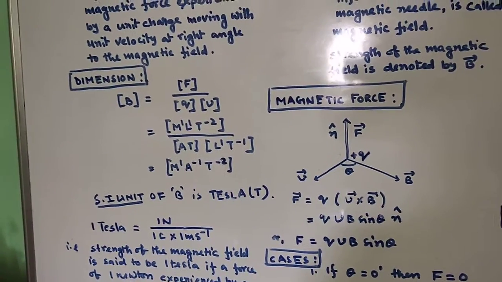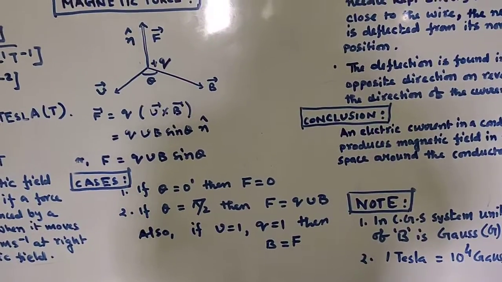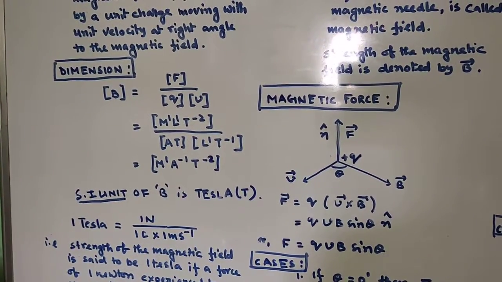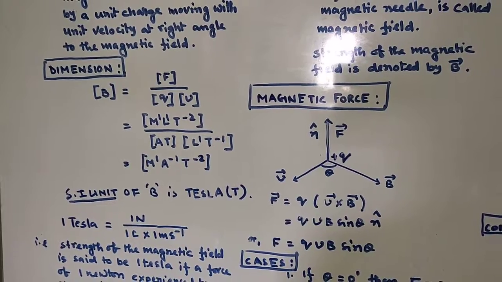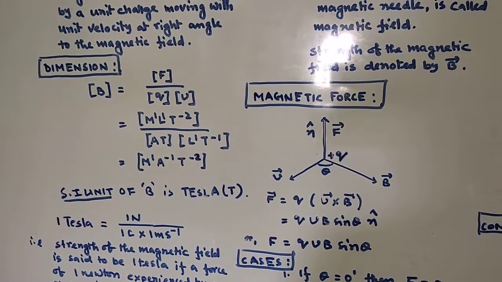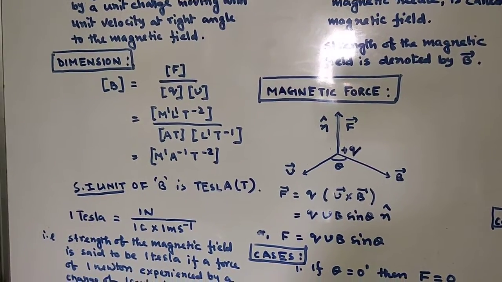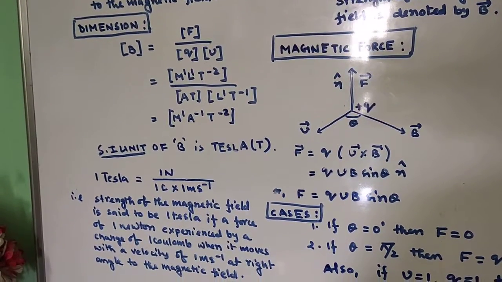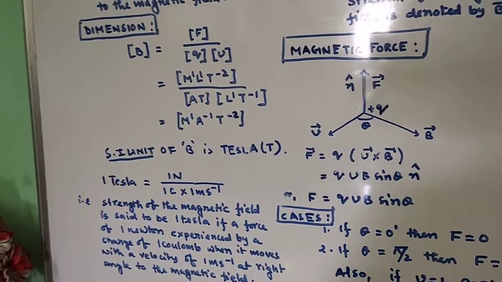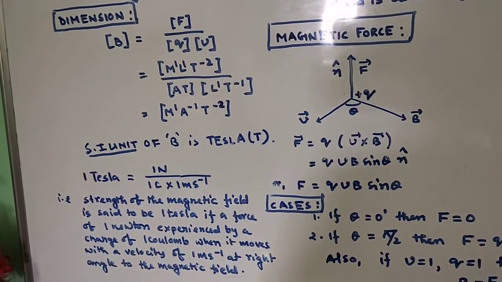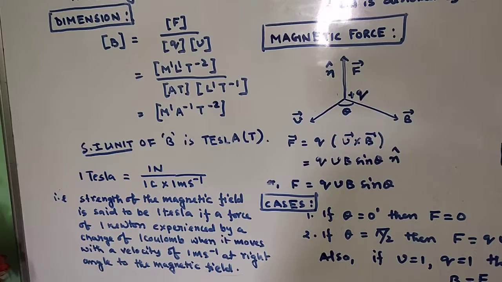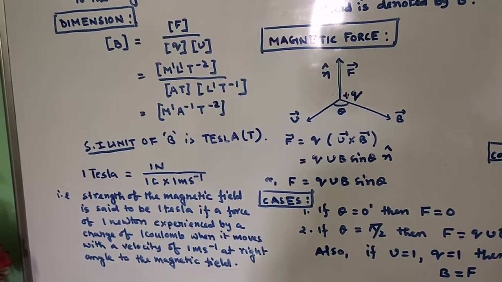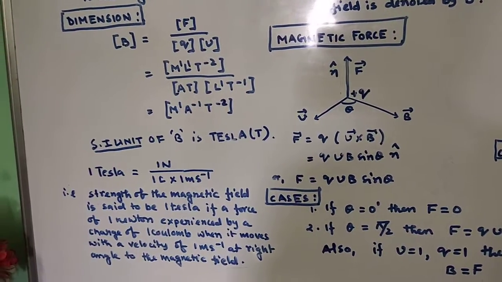Again you can use this expression F equal to QVB if you want to define 1 Tesla. So 1 Tesla equal to 1 Newton, that is the SI unit of force, charge is 1 Coulomb, and velocity is 1 meter per second. So you can define the strength of the magnetic field to be 1 Tesla if a force of 1 Newton is experienced by a charge of 1 Coulomb when it moves with a velocity of 1 meter per second at right angle to the magnetic field. So you can define 1 Tesla.